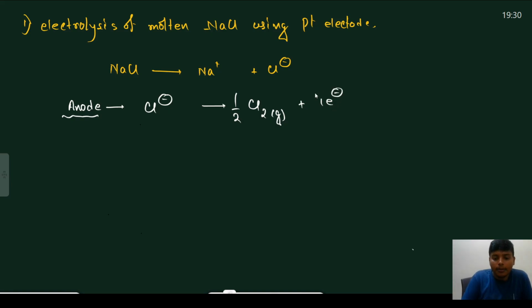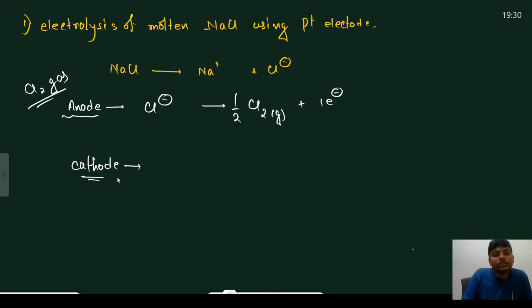Clear or not? Yes, sir. So in the anode side, what gas will form? Which gas will we get? Chlorine gas. So if you take NaCl and put electricity on both sides, what will you say? One side chlorine gas is coming. Okay, so which side will chlorine gas come? Anode side.